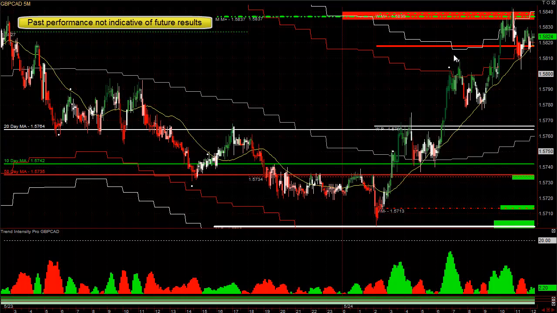So it's 30 pips away. You risk 10 pips to make 30. In this case, it worked. That's a high probability trade.